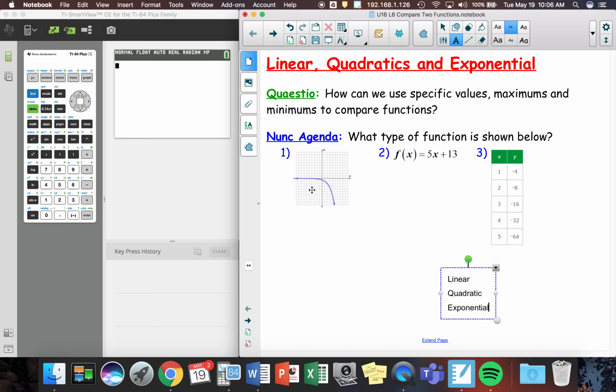So for the first one, whenever you have a graph, it's a lot easier to know whether it's linear, quadratic, or exponential. Linear functions are in a straight line. This one has a curve. Quadratic, they look like this. They always look like a U shape. So it would have been something like this, or maybe something like that. So we don't see any of that here. So for this one, we know automatically it's exponential.